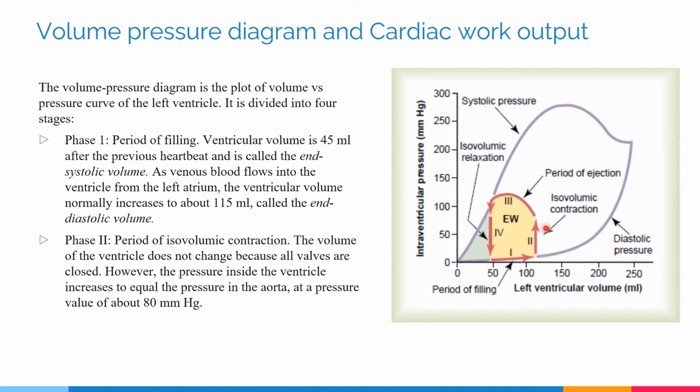The volume of the ventricles does not change, and as we see, it is a vertical line parallel to the y-axis, which means that the volume of the ventricles has not changed. Instead, the pressure has only increased from this point to this point. The volume of the ventricle does not change because all valves are closed. The AV valves as well as the semilunar valves are all closed. However, the pressure inside the ventricles increases to equal the pressure of the aorta at a pressure value of around 80 millimeters mercury. So the pressure only increases in the ventricles, which finally causes the opening of the aortic valve.